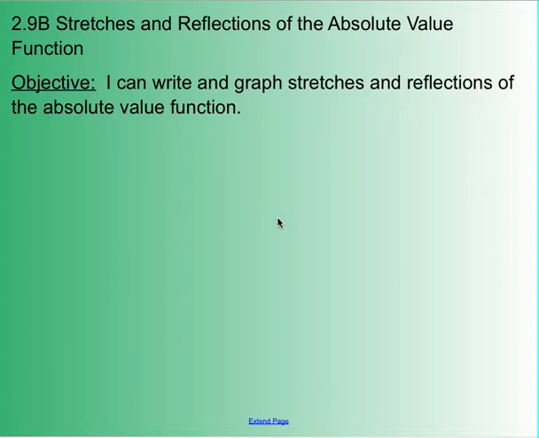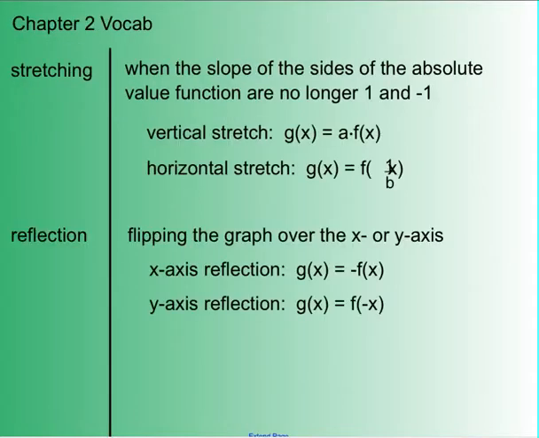And we're taking a look today at stretching and reflecting the absolute value function. So quite a bit more difficult than translating. So a couple of things to keep in mind. When we stretch a graph, the slope of the sides will change. So remember when we looked at the parent function, the slope off to the right was +1, slope off to the left was -1. That will change when we stretch.